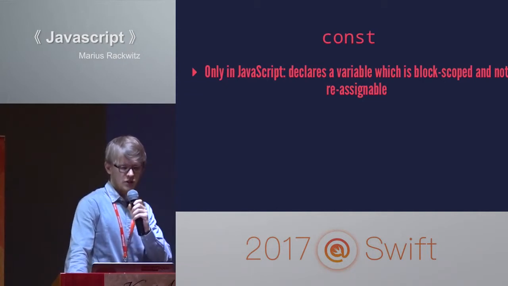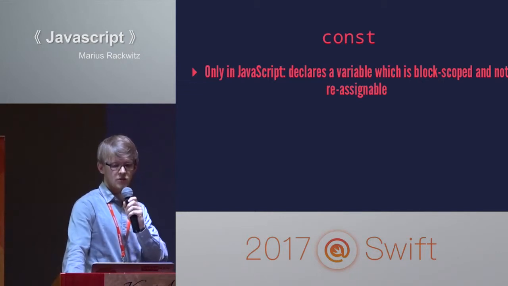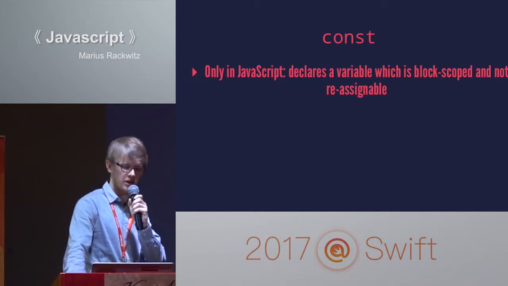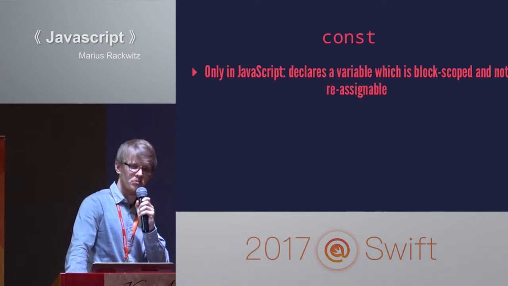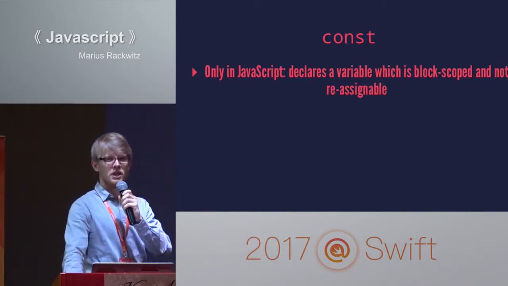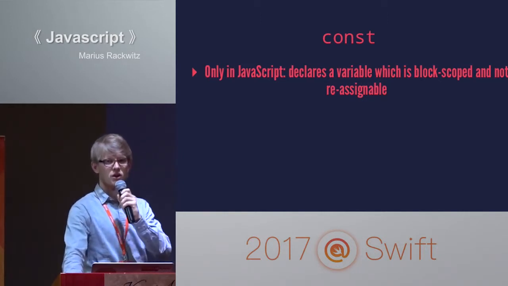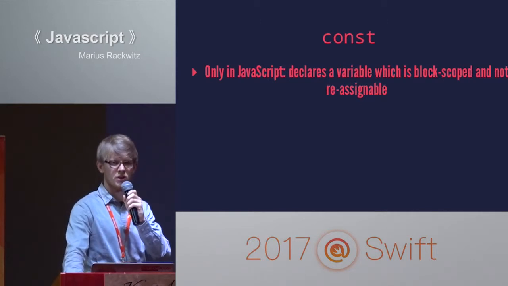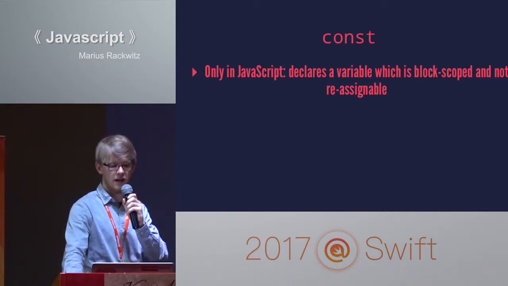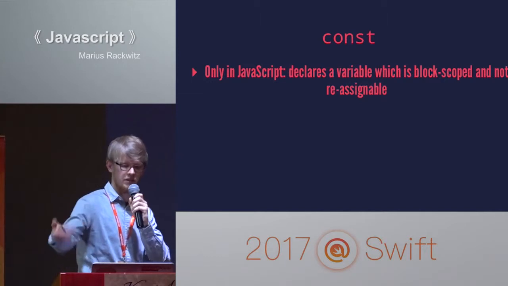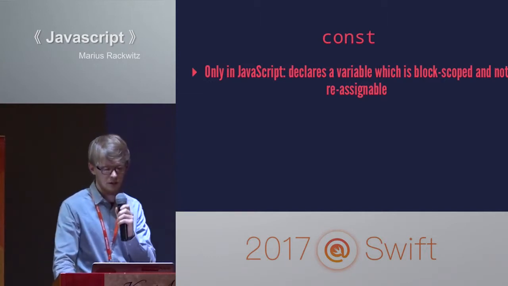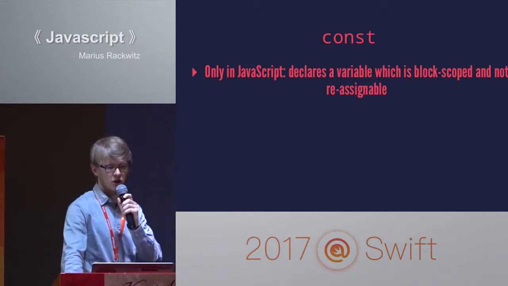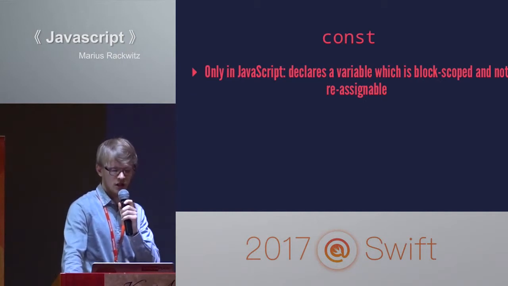And then we have const, and that's only in JavaScript, and it declares a variable which is block scoped and not reassignable. So, as a variable, it's mutable, but as JavaScript doesn't have a different concept of immutability and mutability as Swift has, it doesn't even have an impact beyond that. Okay, so this was one of the superficial differences.